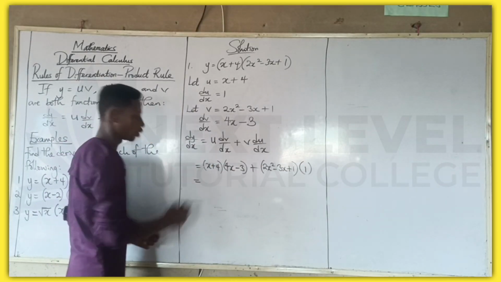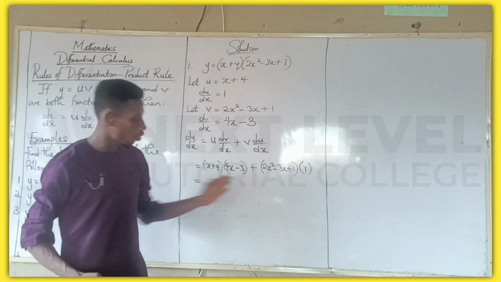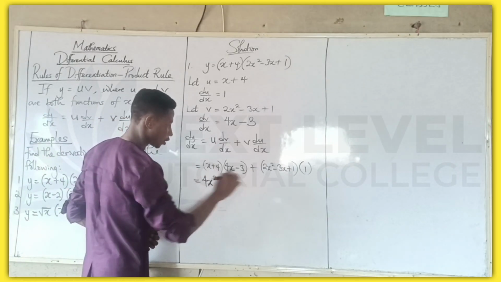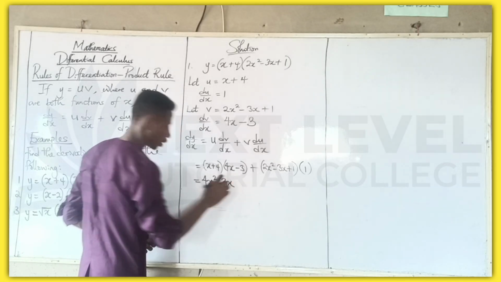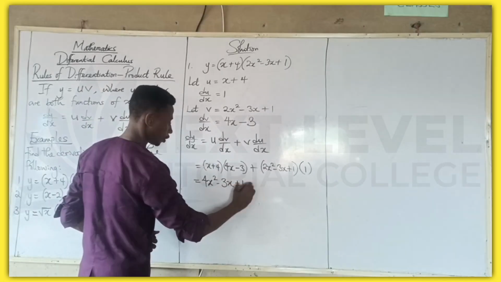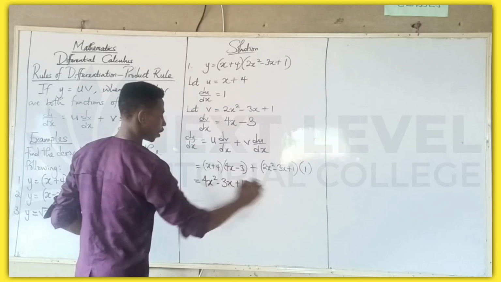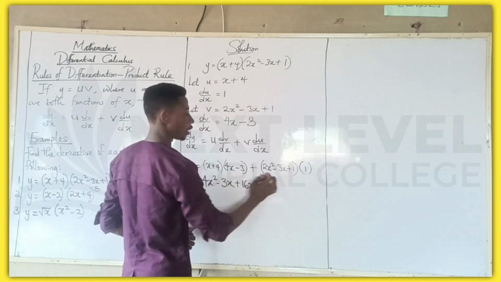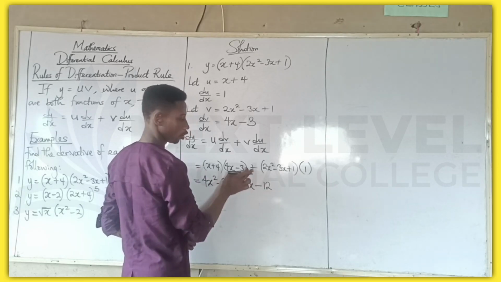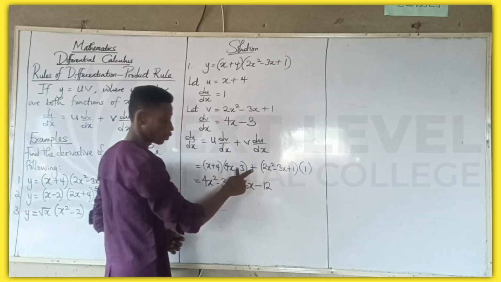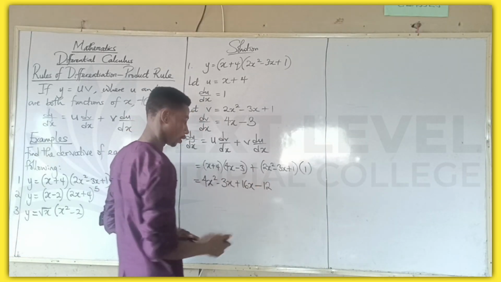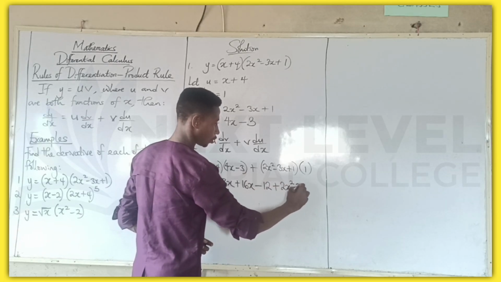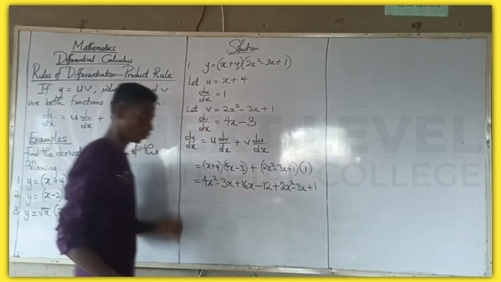It's time to simplify. So you can simplify this by expanding the brackets. x times 4x, 4x squared, x times minus 3, minus 3x, 4 times 4x, that is plus 16x, plus times minus is minus, 4 times 3 is 12. Since it's plus that is here, it does not really affect anything. But if it's minus that is here, we multiply everything by minus. So this is plus 2x squared minus 3x plus 1.